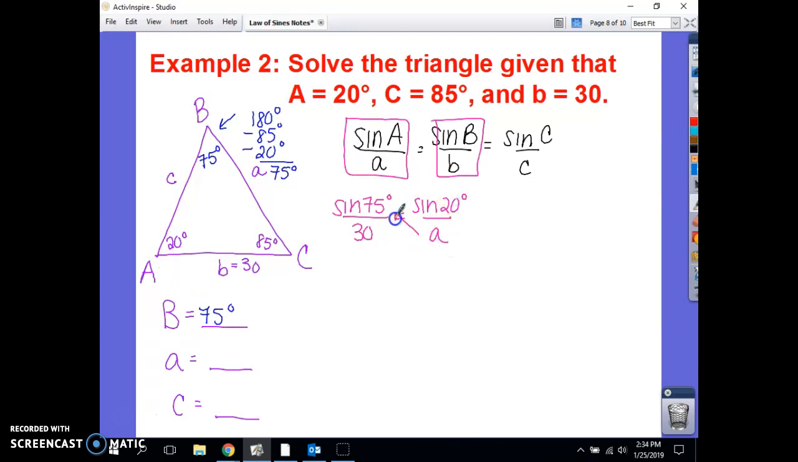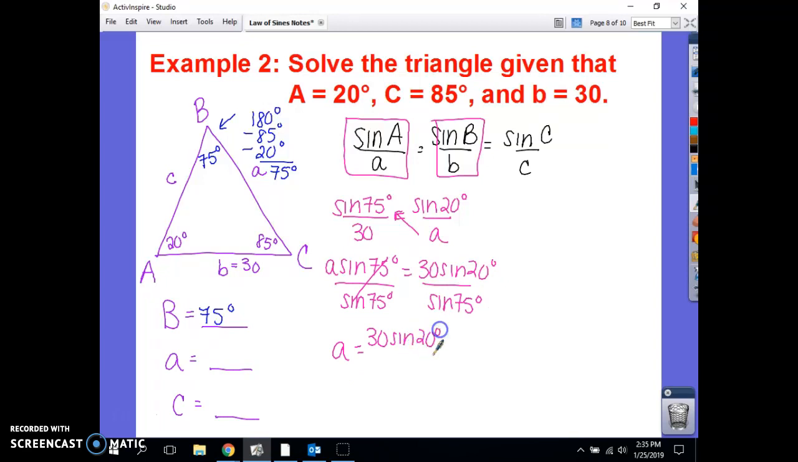And again, we're going to cross multiply. So a sine 75 equals 30 sine 20. And then to get a by itself, we're going to divide by sine 75. So when you get ready for your calculator, you're going to know that little a is 30 sine 20 divided by sine of 75. You're going to pick up your calculator, make sure you're in degree mode, and you're going to get that little a is 10.62.